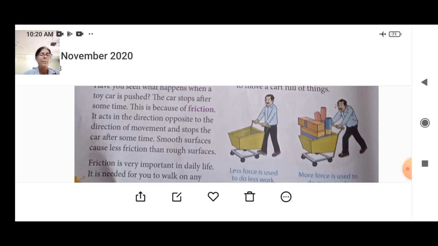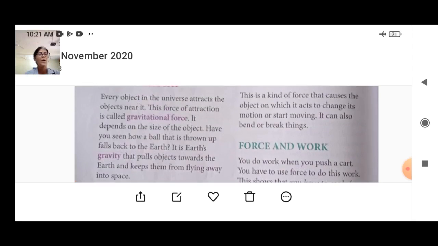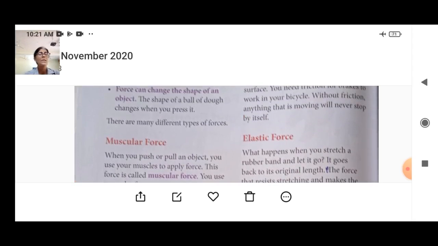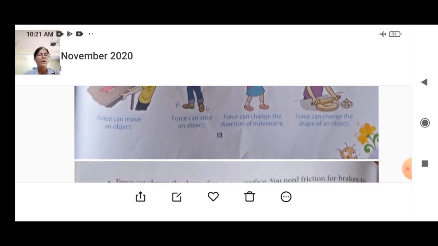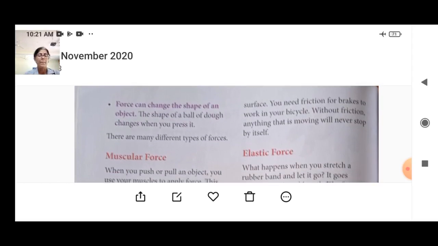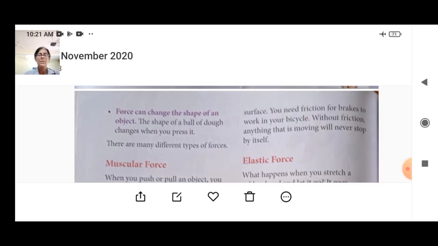For brakes to work, we need friction, for example when we ride a bicycle. Without friction, anything that is moving will never stop. अगर frictional force नहीं है, we won't be able to stop anything which is moving or rolling, right? So friction is very important, playing an important role in our daily life.